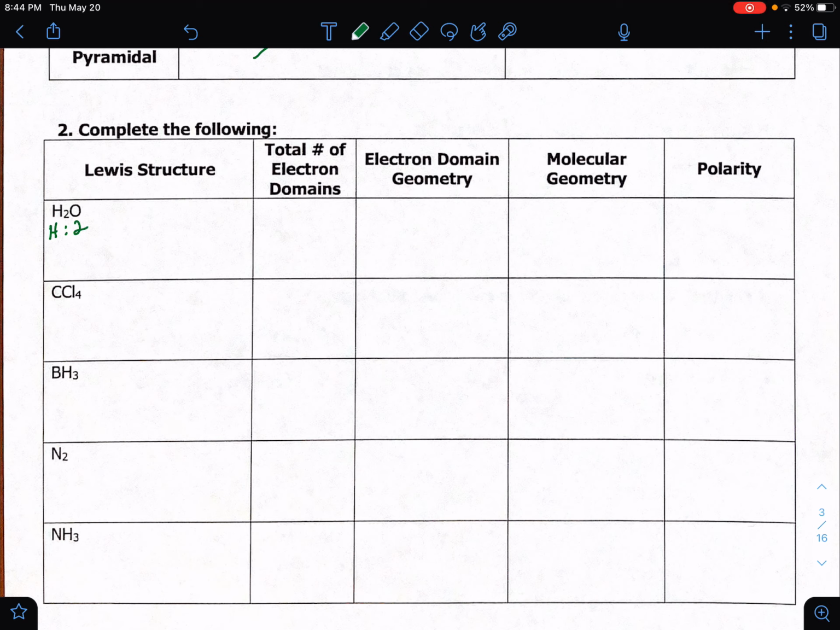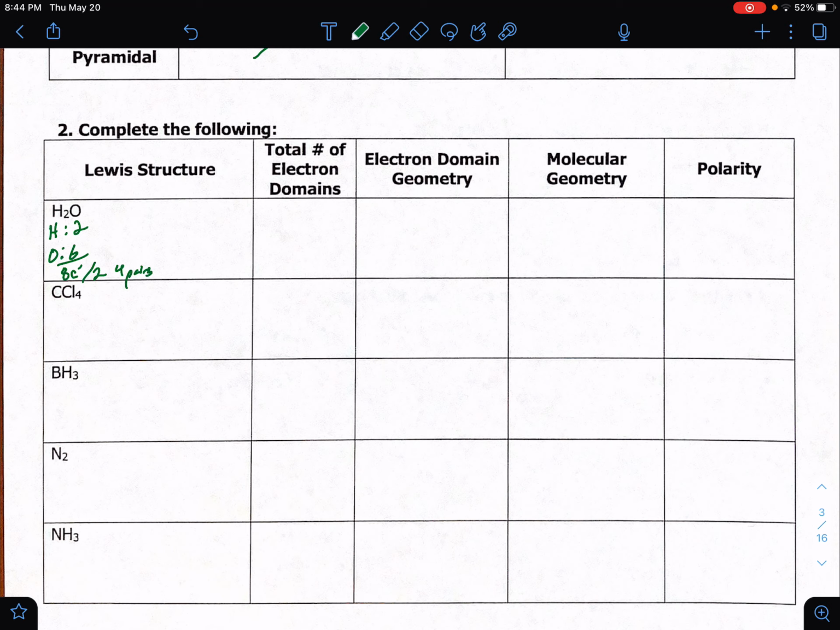So that means there's 2 valence electrons for hydrogen. Oxygen is in that 6A group, so it has 6 valence electrons. There's only 1 of them, so it's 6. What you do now is you add those up, and that means you have 8 total valence electrons. Now you're going to divide that by 2, which gives me 4 pairs.